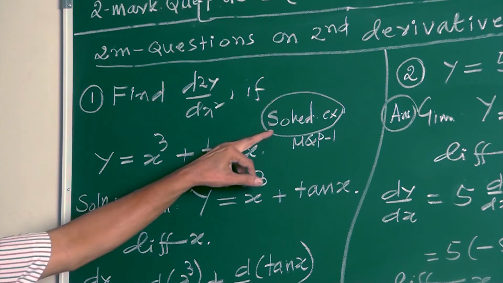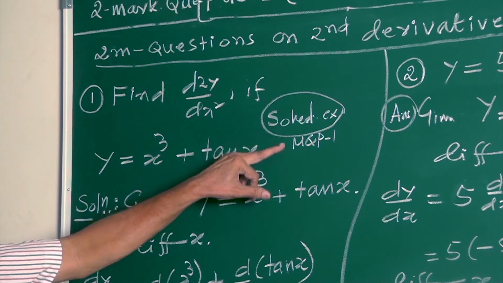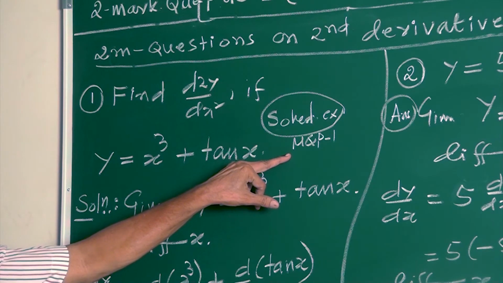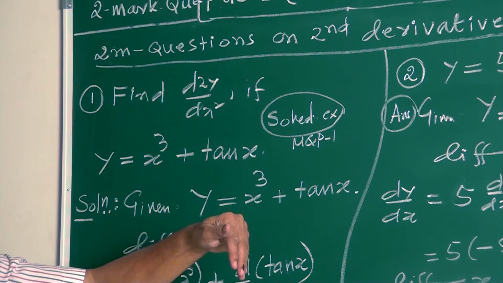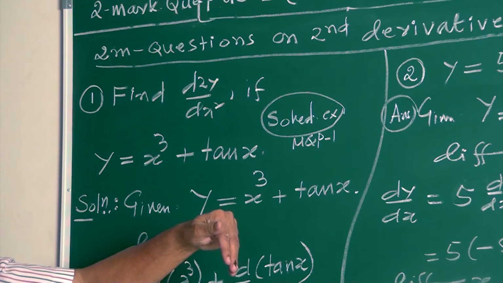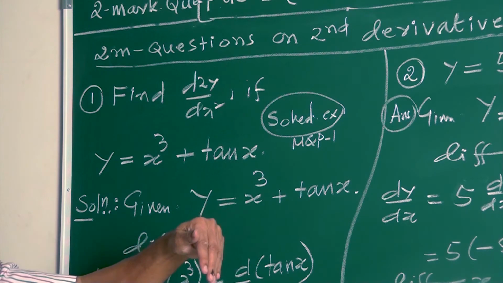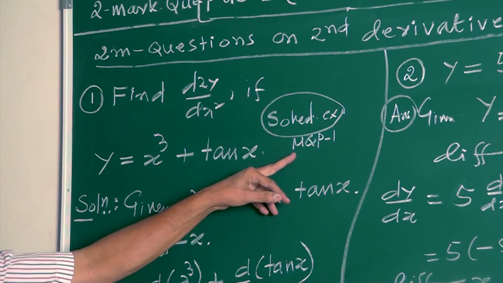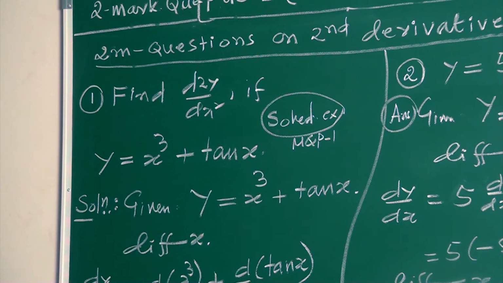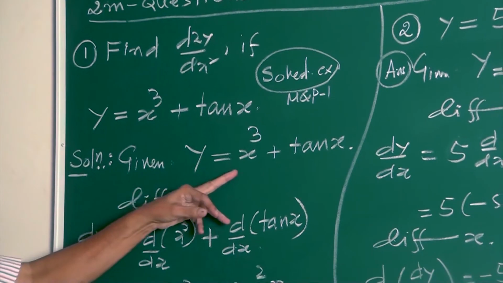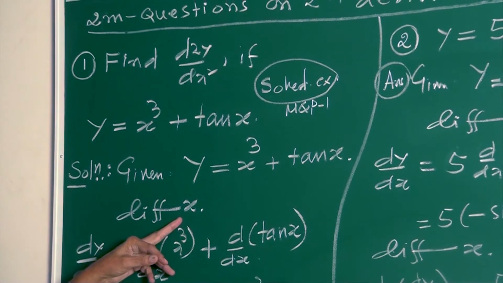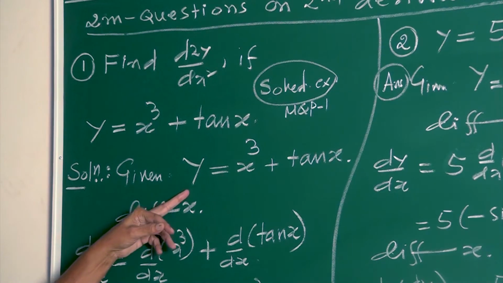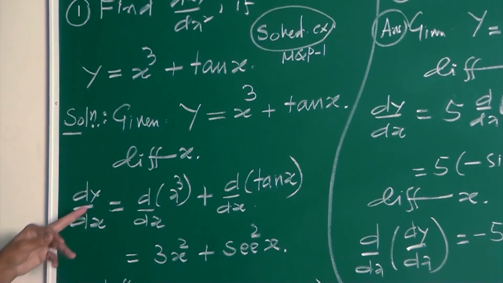Yes, friends, it is a solved example in the textbook. It is given in model question paper 1, the reduced syllabus model question paper given this year, 2021. Yes, in the first model question paper. This is the solution. Given y equals this, differentiate with respect to x. The derivative of y with respect to x is dy by dx.